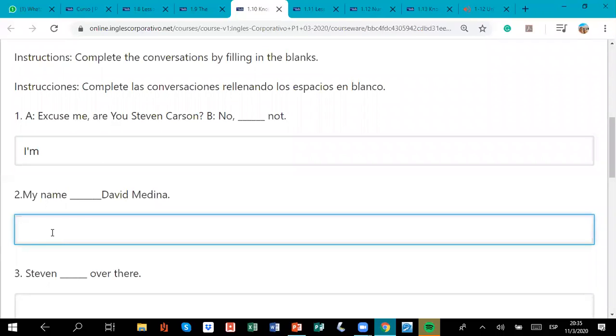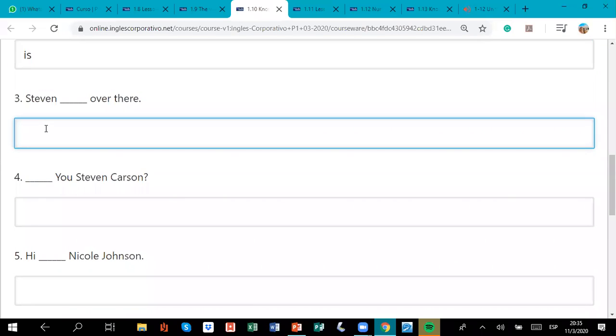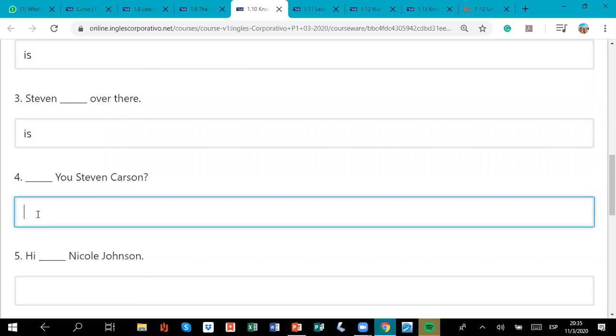Okay, number two. My name is David Medina. Number three, Steven. I am. Steven is. ¿Verdad? Aquí solo es el verbo to be lo que estamos completando. Steven is over there. Esta pregunta. Steven Carson, esta es una pregunta. ¿Cómo la comenzaríamos? Are you Steven Carson? Ok.